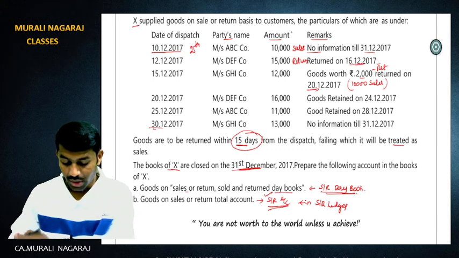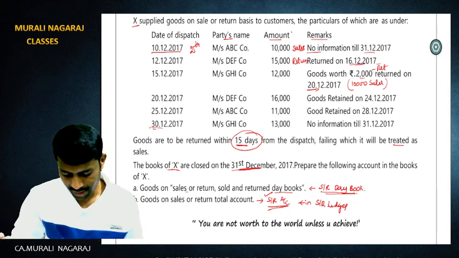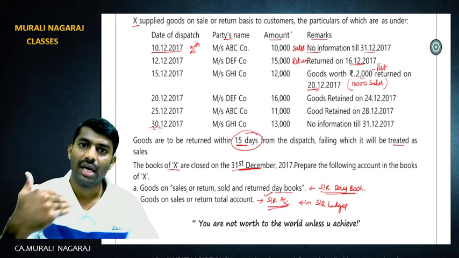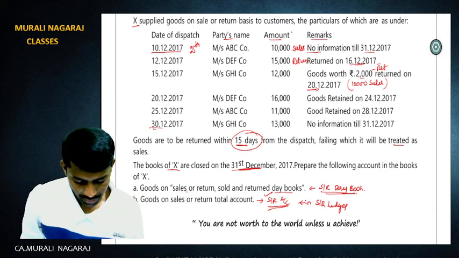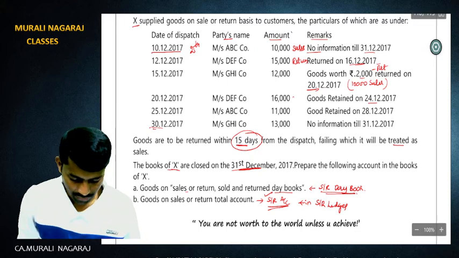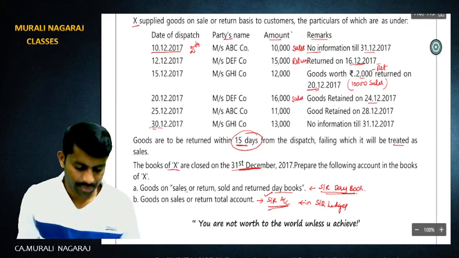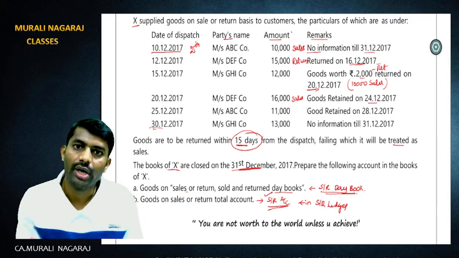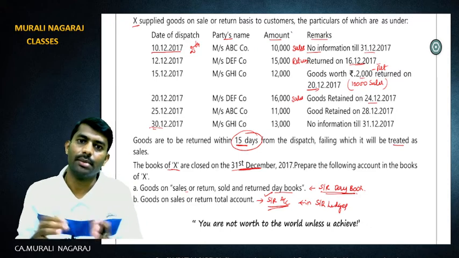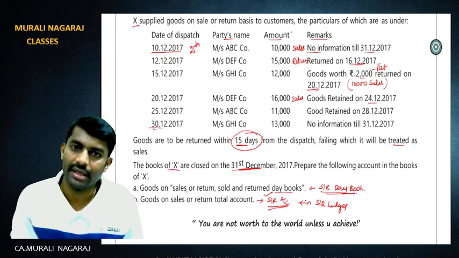Next, on 20th we have sent the goods worth 16,000. 20 plus 15 is almost 4th January, so we have the time. But what happened? The goods were retained on 24th itself. He has accepted the goods. Therefore this is a sale. Accepted the goods, therefore it is a sale. We have to book it on 24th itself, before 31st December, so it is a current year sale itself.